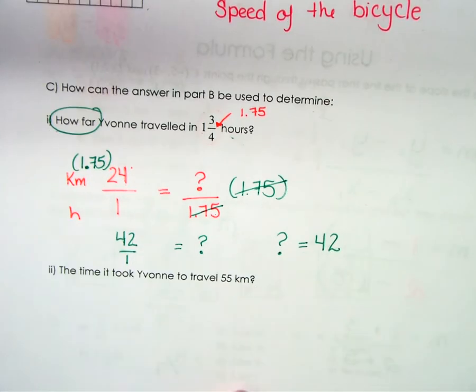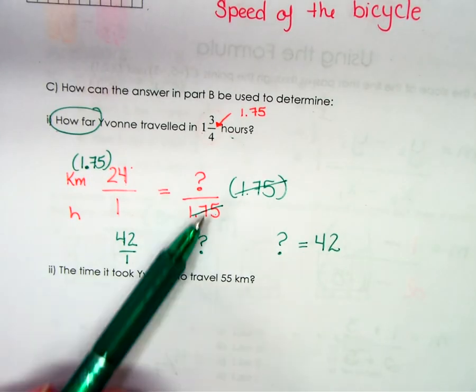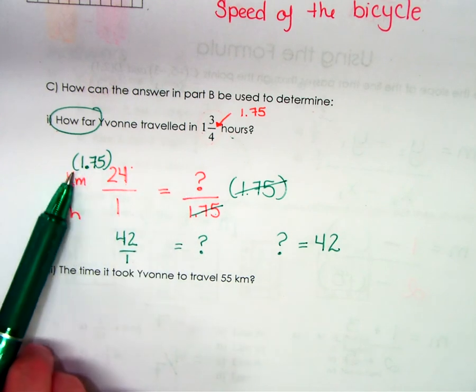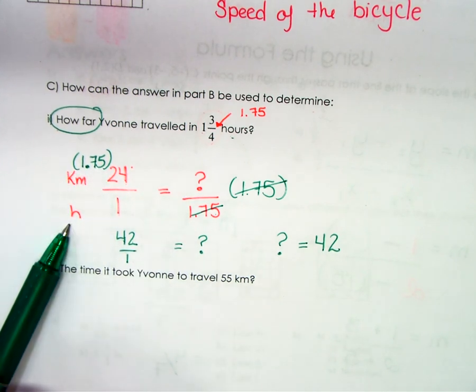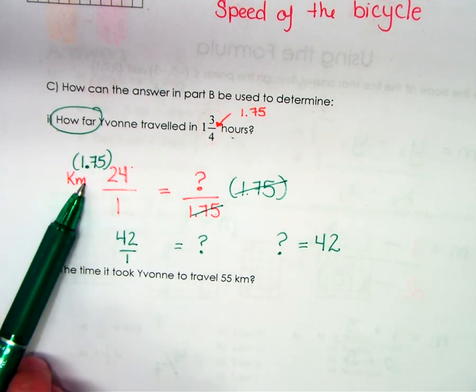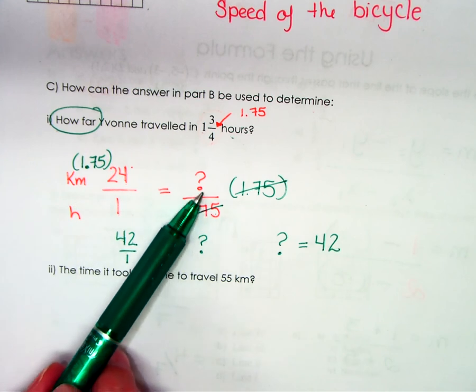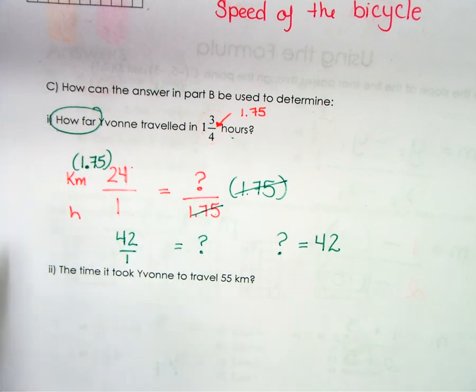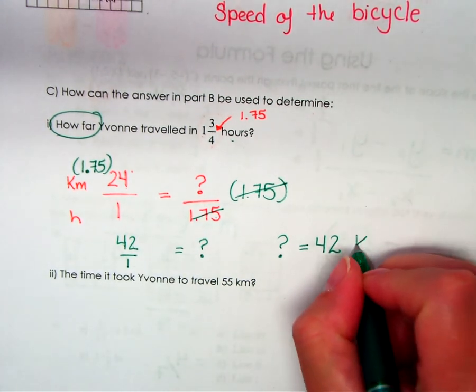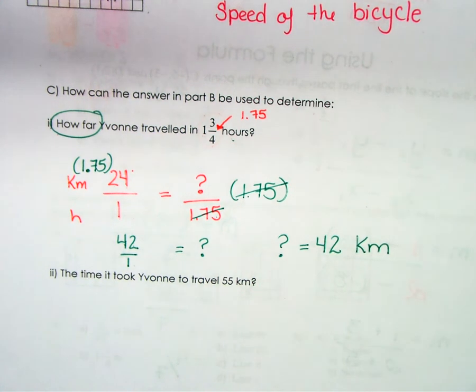Perfect. So the question is, what level was my question mark on? Was it on the kilometer level or was it on the hour level in the fraction? It was on the top, so it was in kilometers. And the question asks how far. So we know that she can go 42 kilometers in 1 3/4 of an hour.